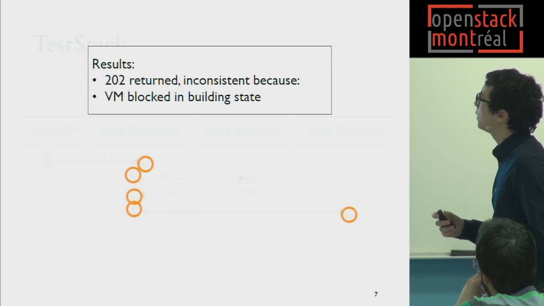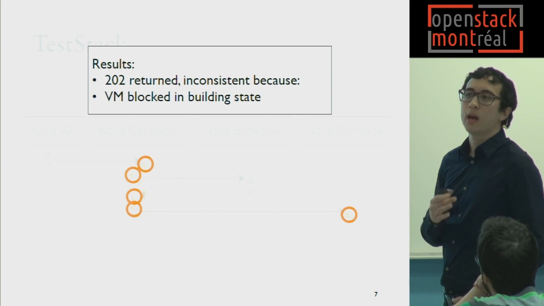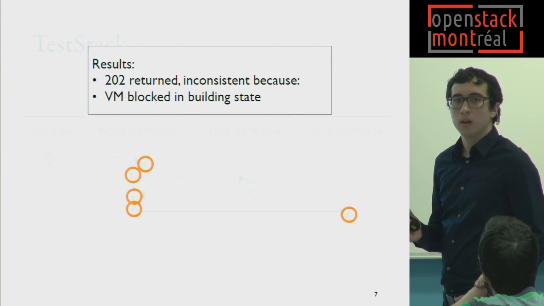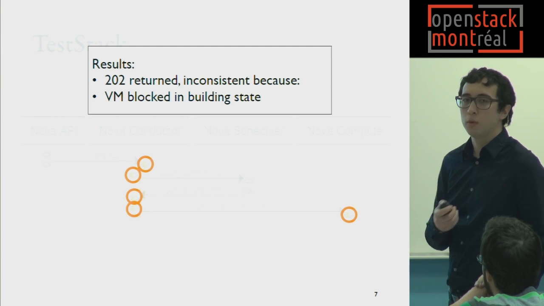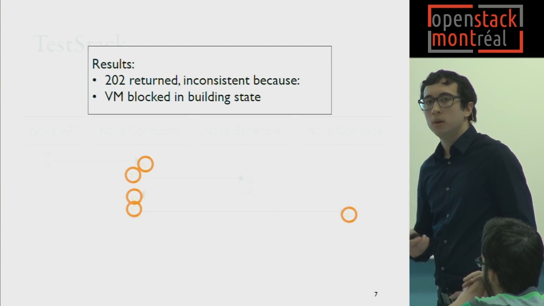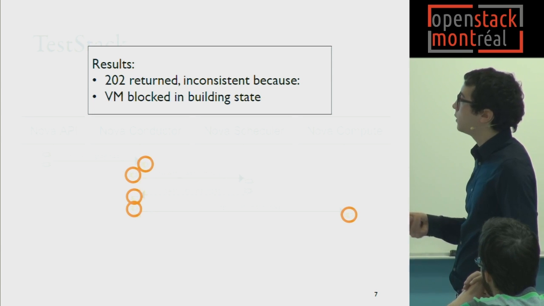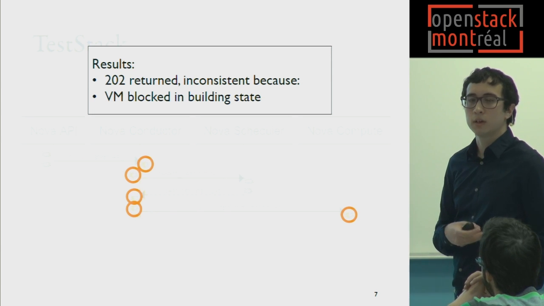Just as information, because I forgot, a VM can have several states, okay? And we focused on two states, the building state and the active state. Building state means your VM is being built, and active state means that your VM is well created.